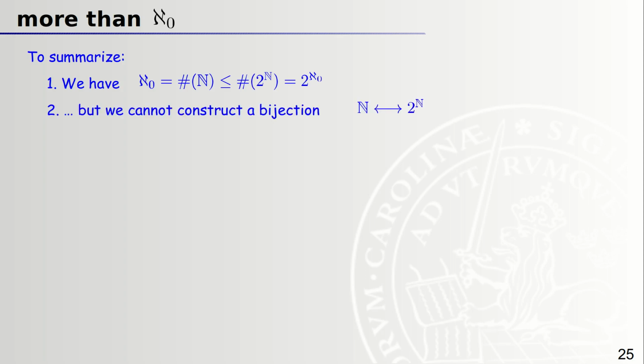So to summarize, we know that there are at least as many infinite sequences of zeros and ones as there are natural numbers. But we cannot construct a bijection. Therefore, there must be properly more infinite sequences of zeros and ones than natural numbers. Or, in other words, aleph 0 is strictly less than 2 to the aleph 0.